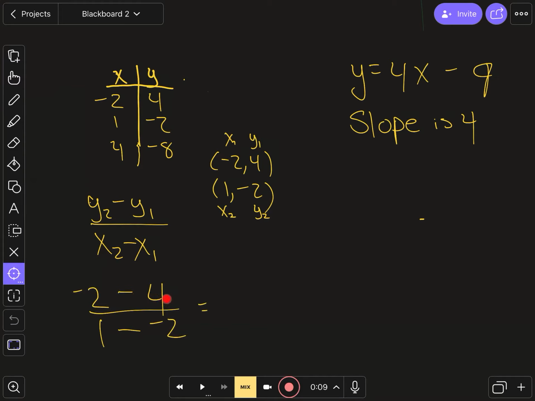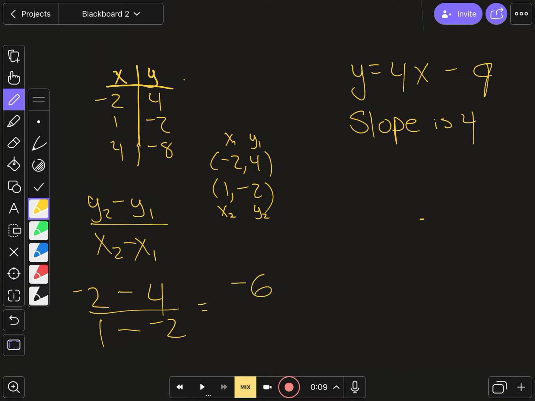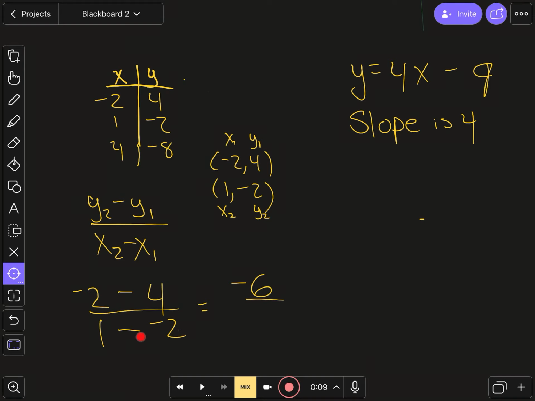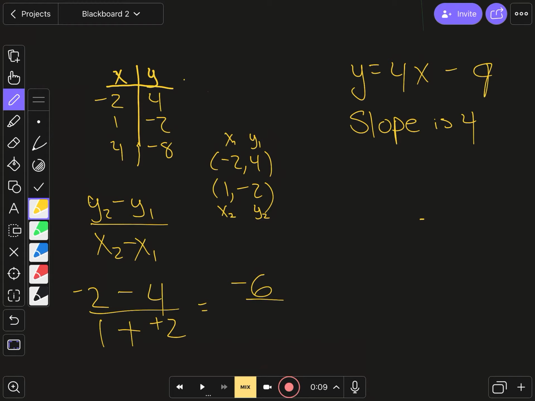And then I'm going to figure out what this is. -2 minus 4. If you take a -2 and subtract 4, you're going to get a -6. And on the bottom, we have 1 minus a -2. When you subtract a negative, it's the same thing as adding a positive. So 1 minus negative 2 is the same thing as 1 plus 2, which is 3. Negative 6 divided by 3 is negative 2. So the slope of this table right here is negative 2.